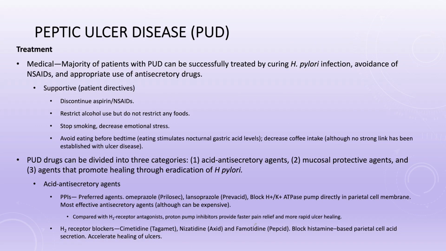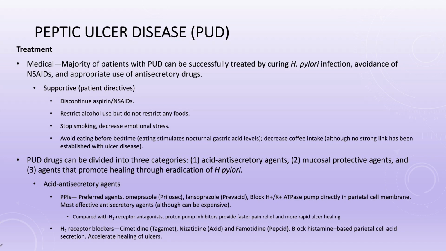How do we treat peptic ulcer disease? Well, we've kind of already talked about the major treatments. The good thing for peptic ulcers is it's very similar treatment, again, to GERD and to gastritis, right? So the medical treatment, the majority of the patients can be successfully treated by treating H. pylori. Remember, we said the majority of cases of peptic ulcer disease are caused by H. pylori. So treating the H. pylori tends to get rid of the ulcers. If it's NSAID-induced, avoiding the NSAIDs helps. And then using these other drugs can help.